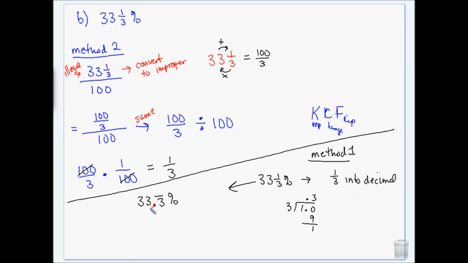And if I move this over, isn't that 0.333333 forever and ever and ever? Because it's repeating. And didn't I just say that 1/3 was 0.3 repeating? So this equals 1/3.